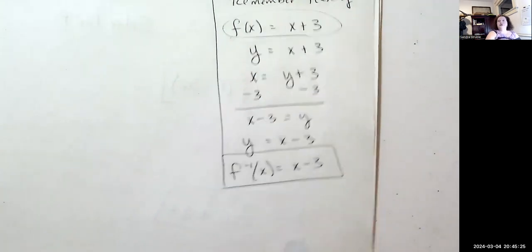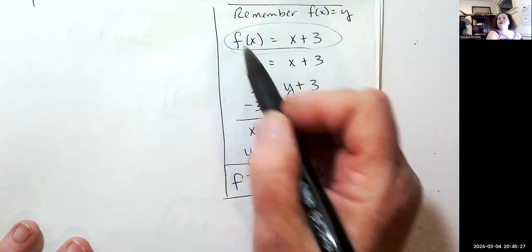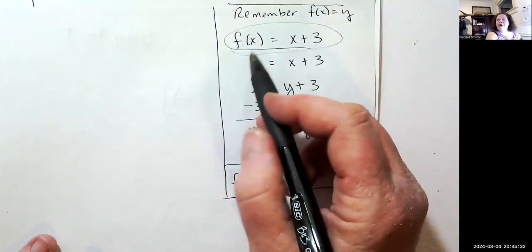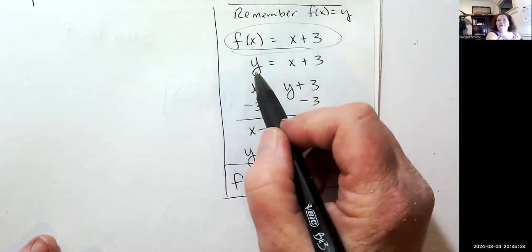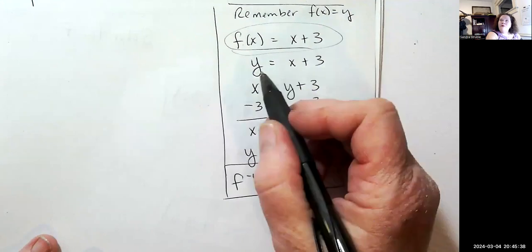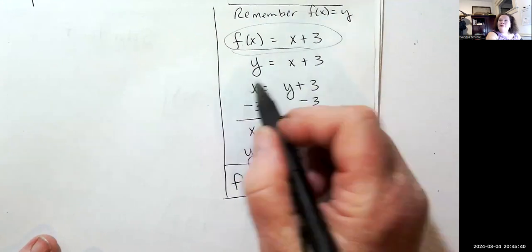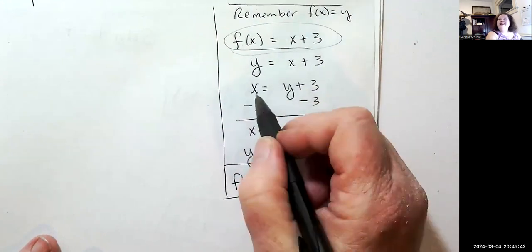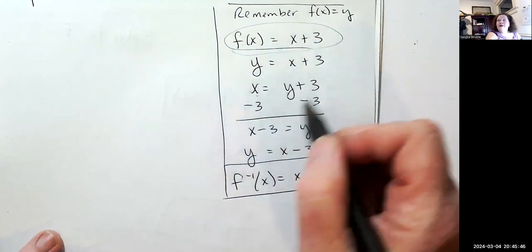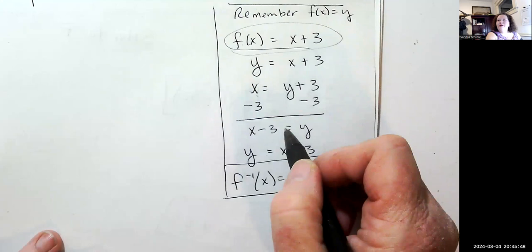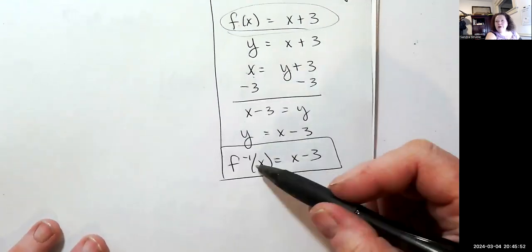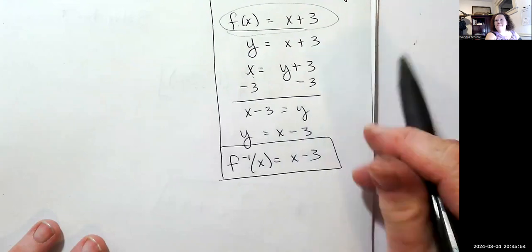What you have to do first, replace the f of x with a y. You can do that even if it's not an f of x, if it's an h of x, I don't care. Replace it with the y. And then for every x, replace it with a y, and for every y, replace it with an x. You're just trading places, okay? Now solve for y. Subtract 3 from both sides. We have y equals x minus 3. This is just making it to where I can write it proper. And then we have the inverse is x minus 3.